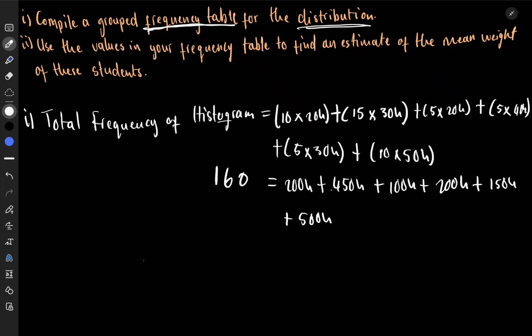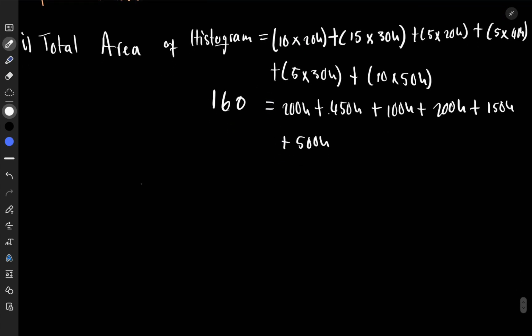Because area is frequency. Don't forget it. Total frequency is the total area. Okay, but I know the total frequency. So let me say that the total area of the histogram is going to be equal to 160, right? We know that it'll be 160. So 160 is the total area because it's the frequency. The total frequency is the total area. That's the same thing. So the area of a histogram is the frequency. Don't ever forget that. So when we say area of histogram, we're just saying total frequency.